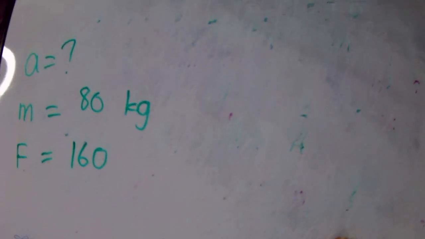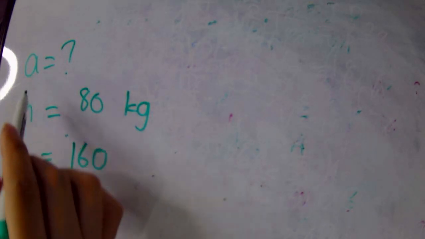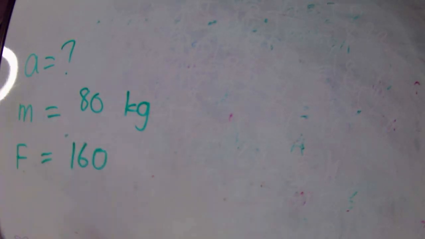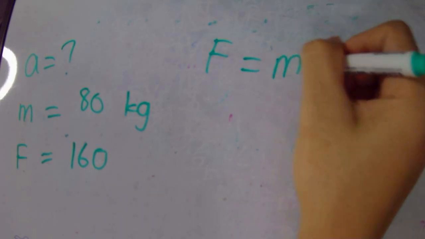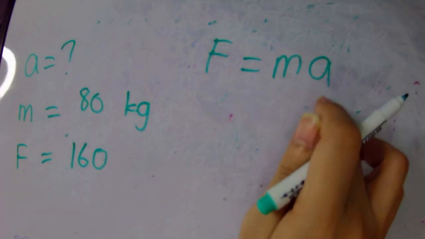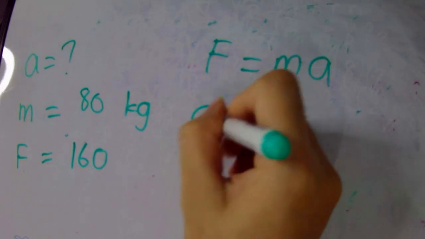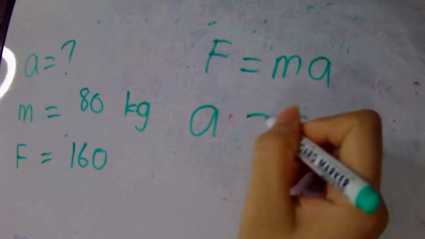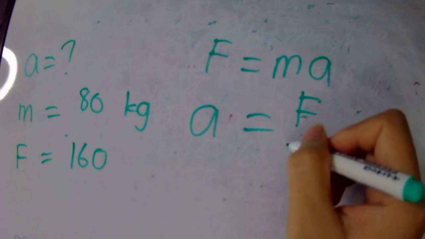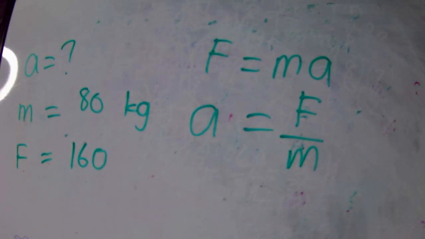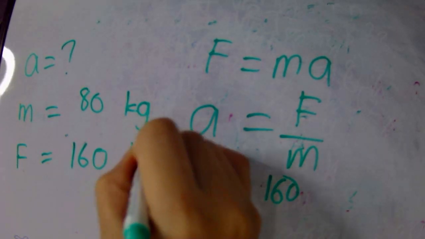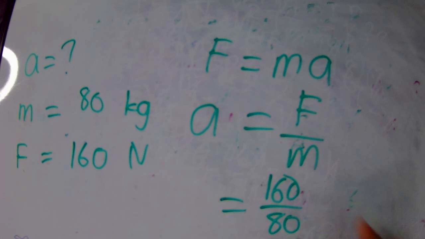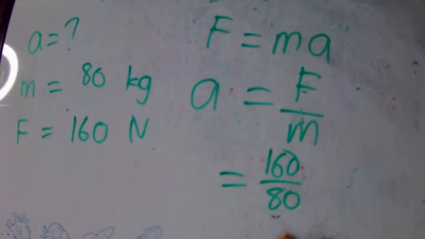So let's solve this. Very simple. You've already calculated all the things that you need to know. You have acceleration, you have mass, and you have force. Just use the formula: force equals mass times acceleration. And remember, we want to find acceleration, so we can rewrite the equation as acceleration equals force divided by mass, like that.